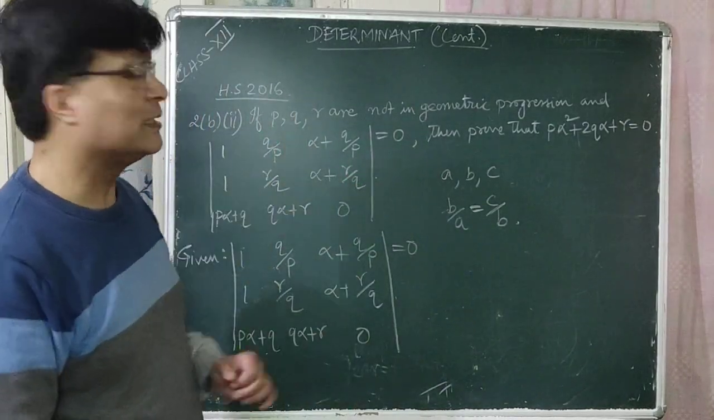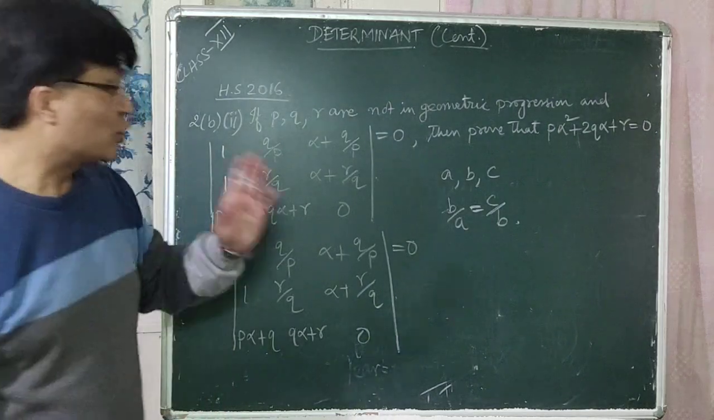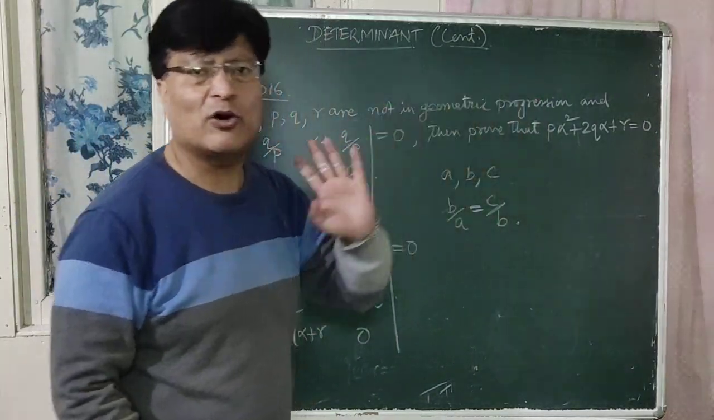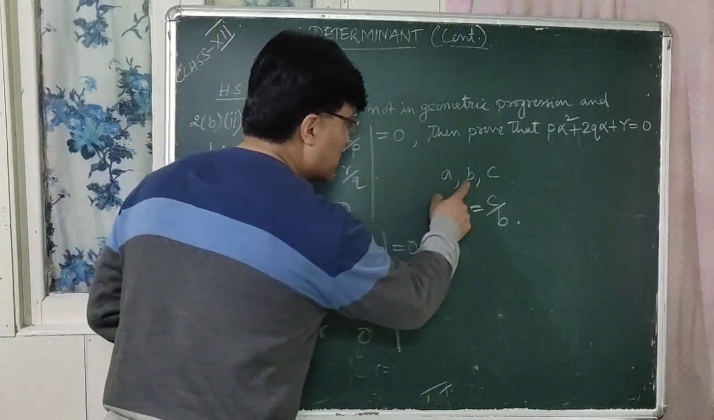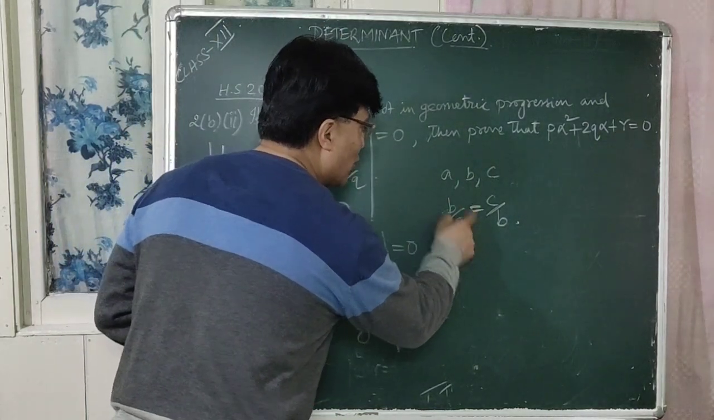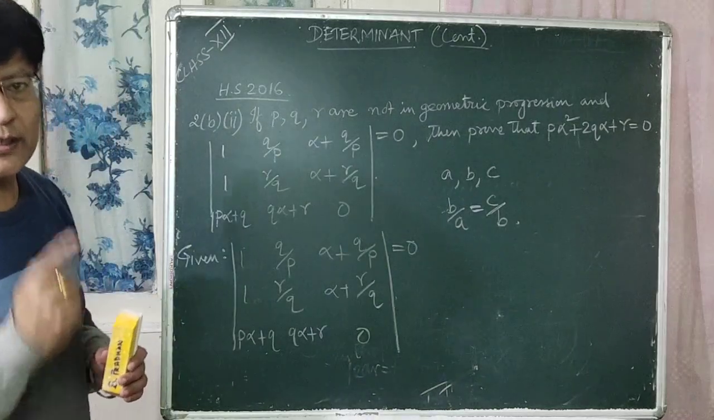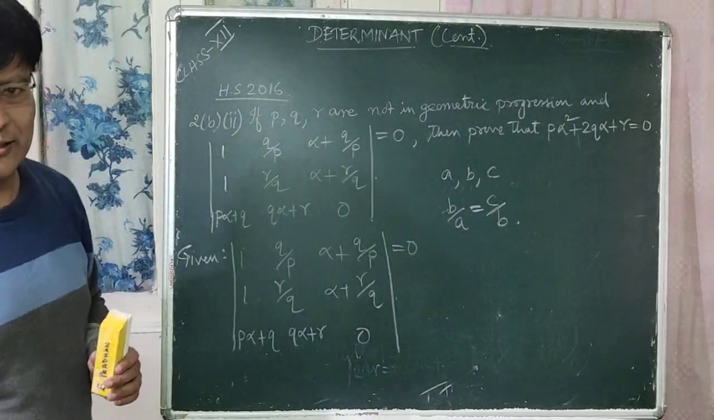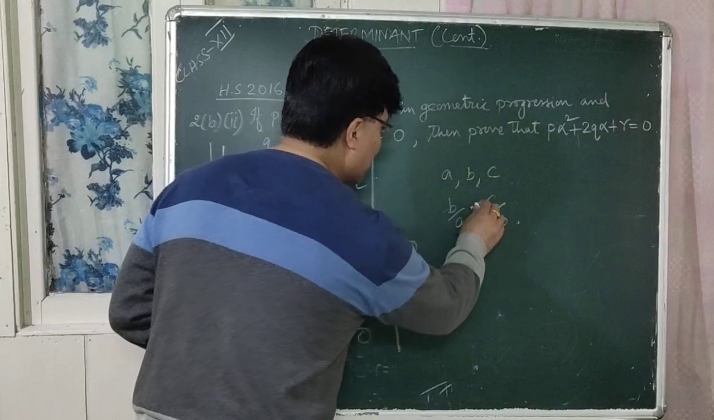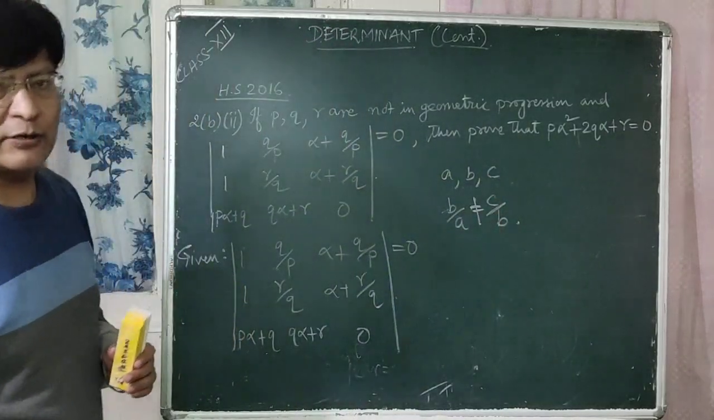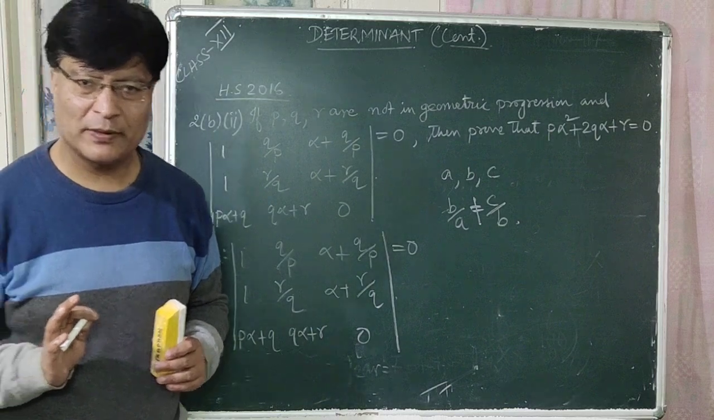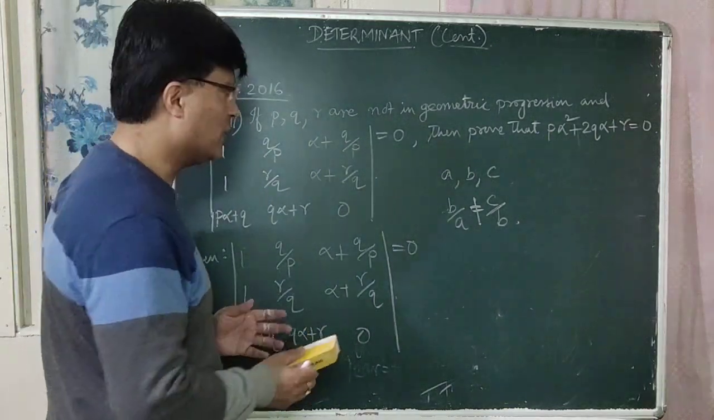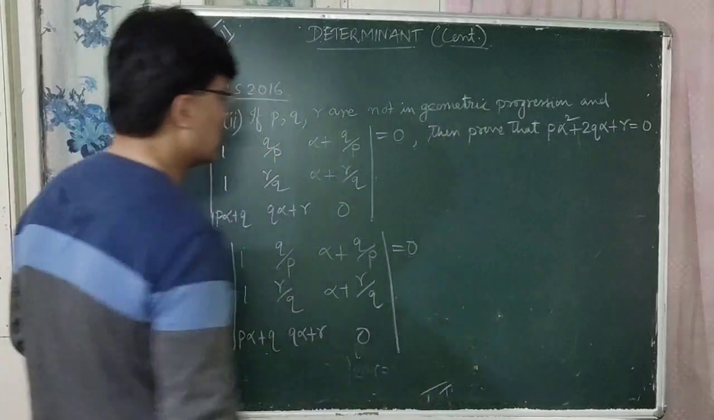But in this case, they are not in GP. Suppose A, B, C are not in GP, that means the ratio between the second term and the first term is not equal to ratio between the third term and the second term. Is that right? If they are not in GP, then you can write here B by A not equal to C by B. Is it clear to all of you? So this is your geometric progression. Okay. Now let's do the solution here.